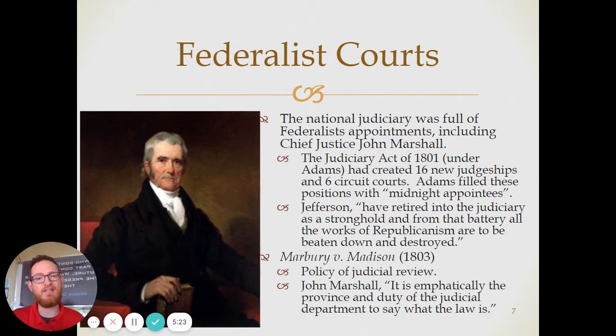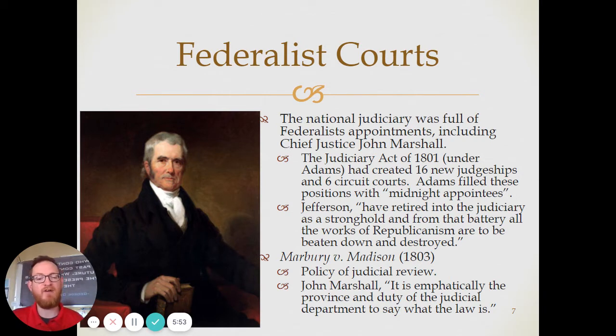Because remember, if you elect a judge, or if you nominate a judge, that judge is in there for life. And the national judiciary was full of Federalists, including Chief Justice John Marshall. John Marshall was actually a cousin of Thomas Jefferson's. They did not get along, though, because of the extensive policy disagreements between the two sides. And we already mentioned that Adams, despite this Judiciary Act of 1801 getting passed, filled those positions that would be overturned. But you can see this Jefferson quote here.